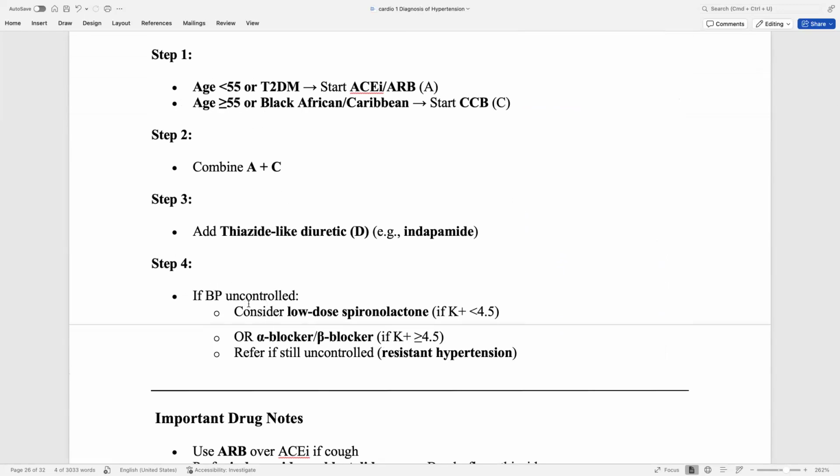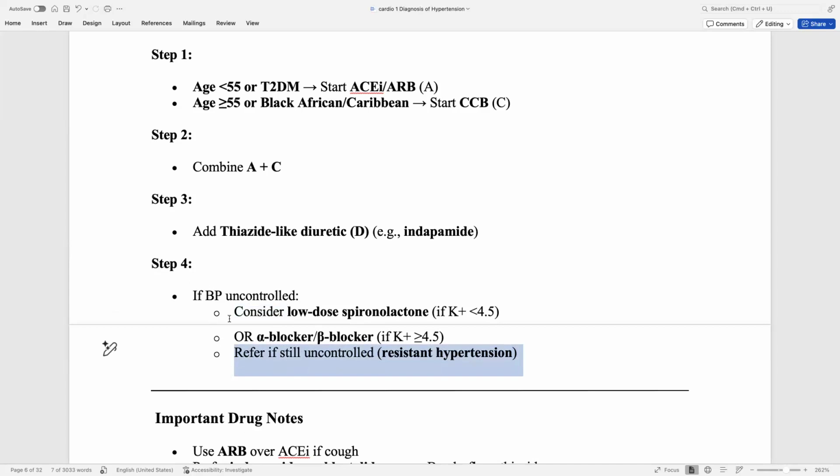If uncontrolled, consider low dose spironolactone if the potassium is below 4.5. Tomorrow in the exam, if they give you potassium above 4.5, then alpha or beta blocker. It is mandatory to refer the resistant hypertension if it's still uncontrolled, and referral is after step 4, doctor.